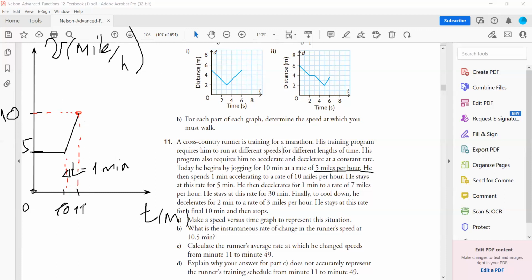So here's the moment of time, 11 minutes. He stays at this rate for 5 minutes. So for 5 minutes, he's gonna run at a constant rate of 10 miles per hour. Delta t equals 5 minutes. So this would be 15 minutes.